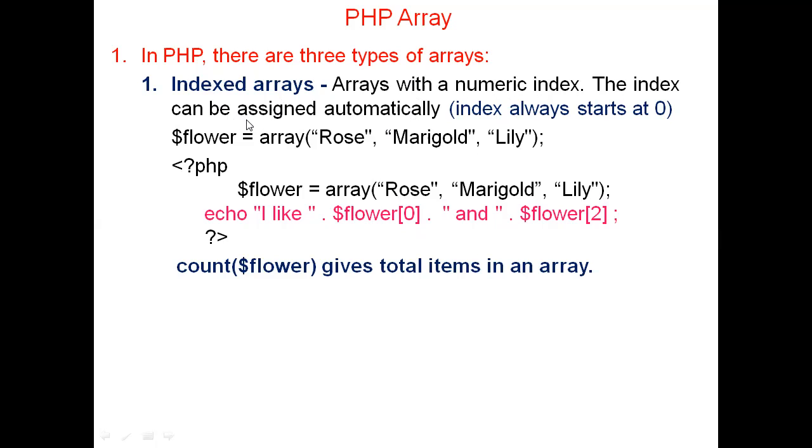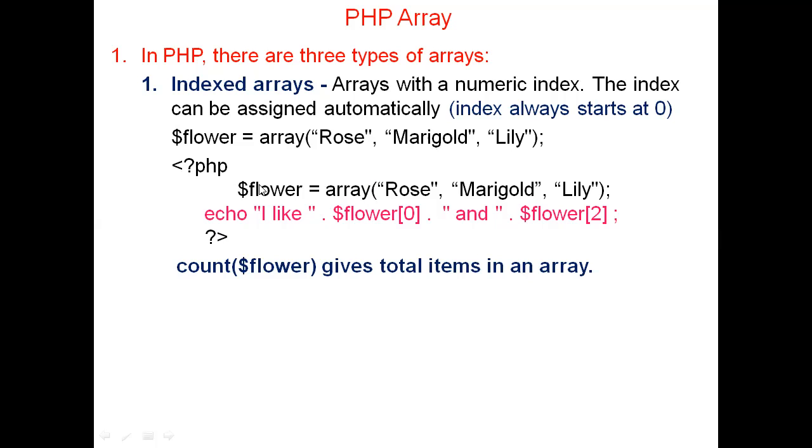So the index can be assigned automatically. फक्त which starts with the 0. त्यामुळे automatic तो assign करतो. The rose ची index value आहे 0, marigold ची आहे 1 and lily ची आहे 2. So this is the program.